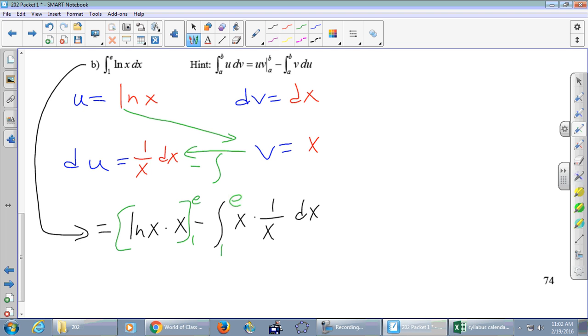And hey, this is great because the integral of x times 1 over x is just the integral of 1. So things are good. Let's write our next line here. I'm going to copy the ln of x times x minus. We said this integral was the integral of 1 dx, which is just x. And now I'll put brackets around the whole thing, 1 and e.